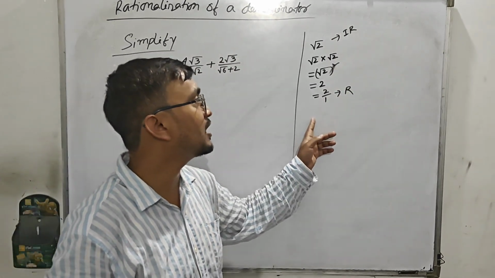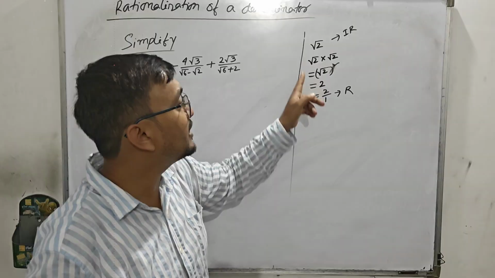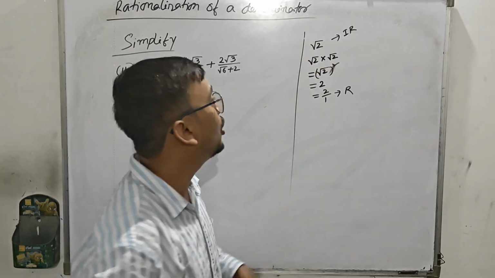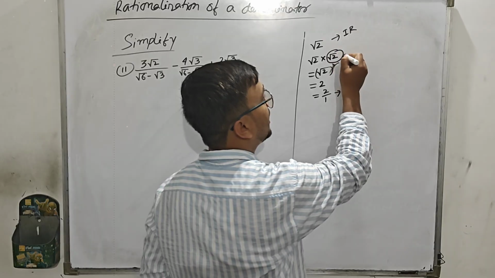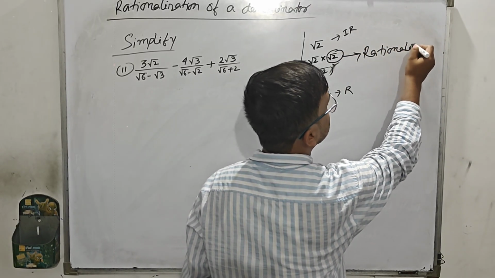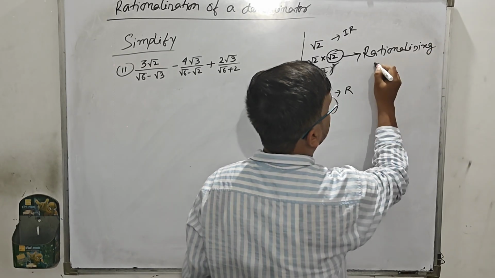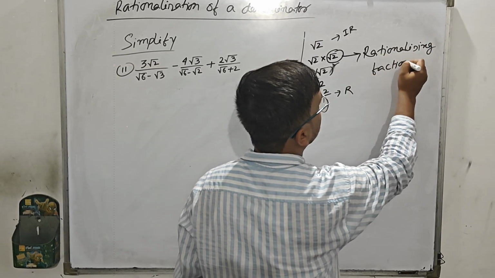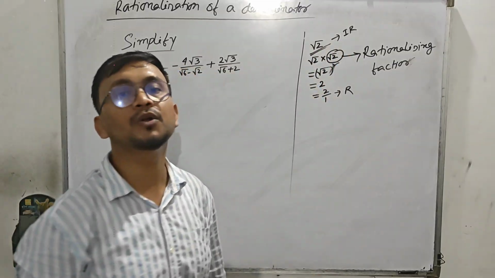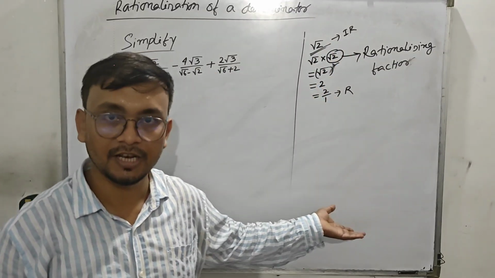Already I had discussed this in the class. So this root 2, which was irrational initially, becomes a rational number only because of this factor. And this is known as the rationalizing factor. That means this other root 2 is the reason for which this irrational number root 2 becomes rational.